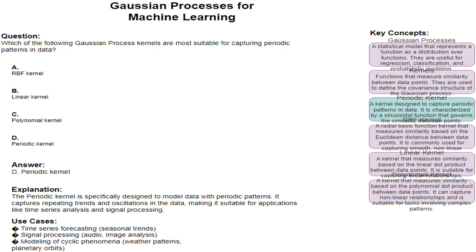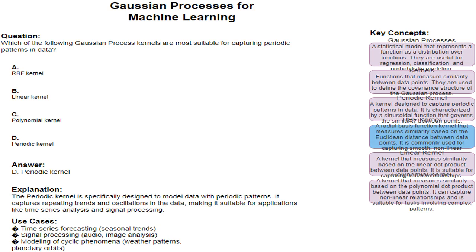A periodic kernel is designed to capture periodic patterns in data. It is characterized by a sinusoidal function that governs the similarity between points. If you are modeling the daily sales of a store that experiences seasonal fluctuations, a periodic kernel could be used to capture the repeating pattern of sales increases during peak seasons and decreases during off-seasons.